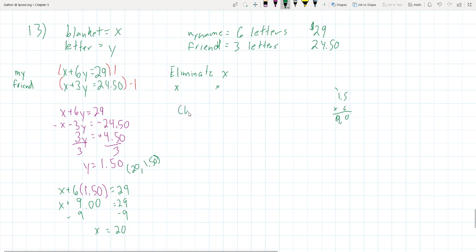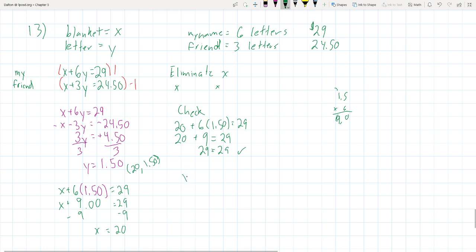And now we check. So I go 20 plus 6 times 1.50 equals 29. 20 plus 9 equals 29. 29 equals 29. All right.